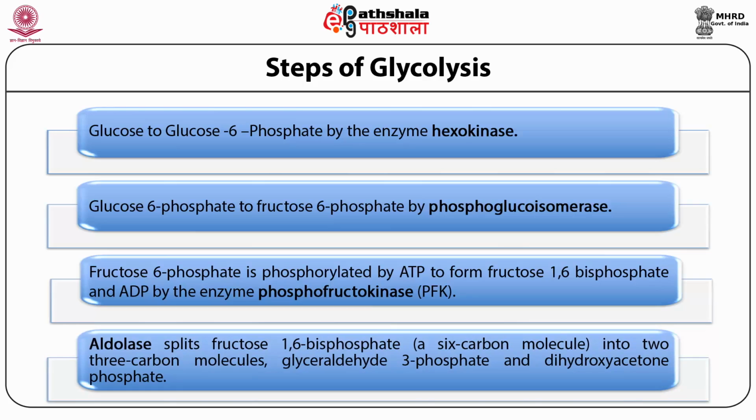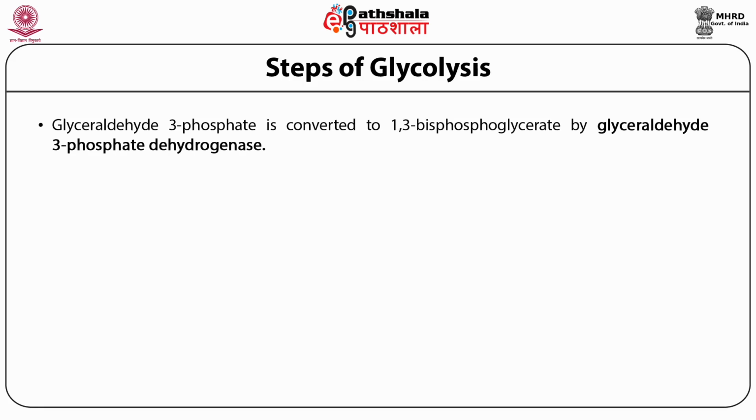Aldolase enzyme splits the fructose 1,6-bisphosphate, that is a 6-carbon compound, into 2 3-carbon molecules, that is glyceraldehyde 3-phosphate and dihydroxyacetone phosphate. The different steps of this glycolysis have been shown in the previous slides. The glyceraldehyde 3-phosphate and dihydroxyacetone phosphate have been formed from the glucose. Now this glyceraldehyde 3-phosphate is converted to 1,3-bisphosphoglycerate by glyceraldehyde 3-phosphate dehydrogenase.